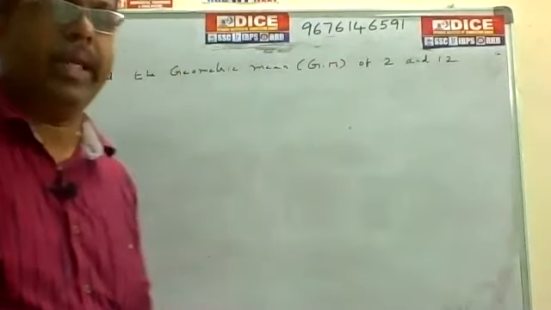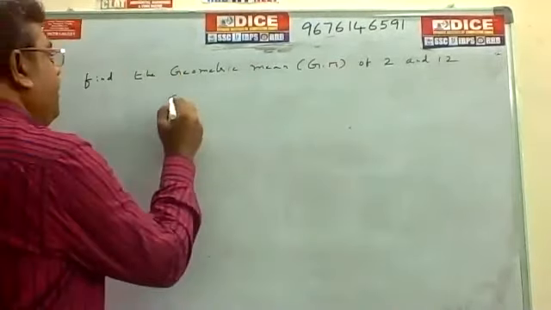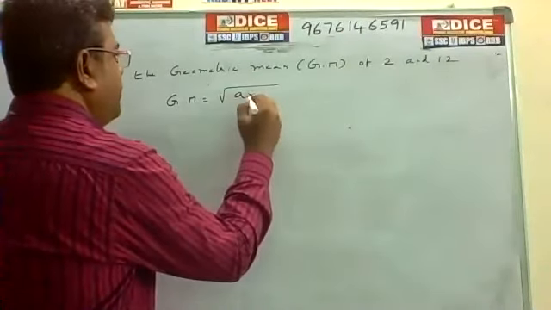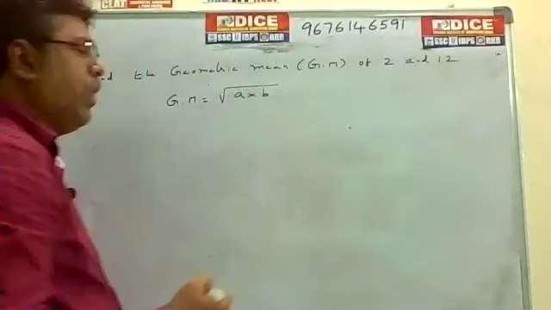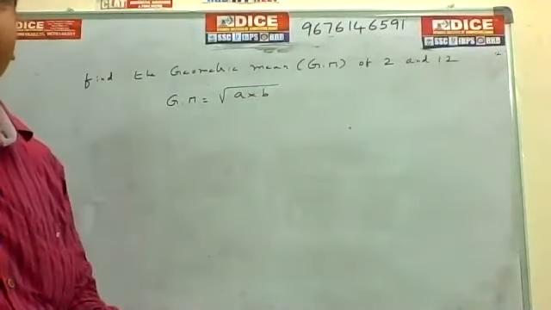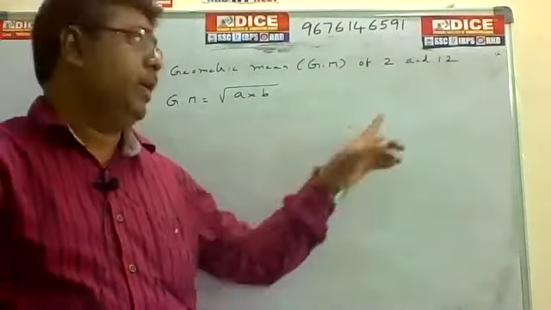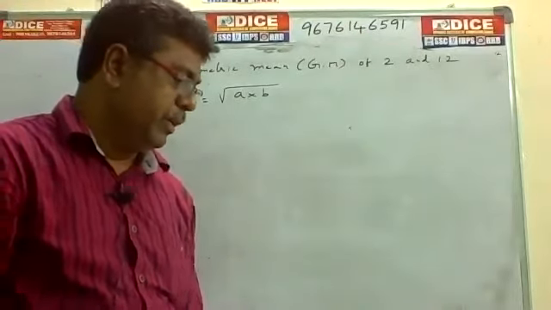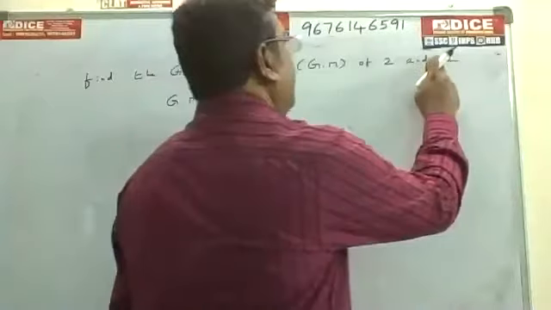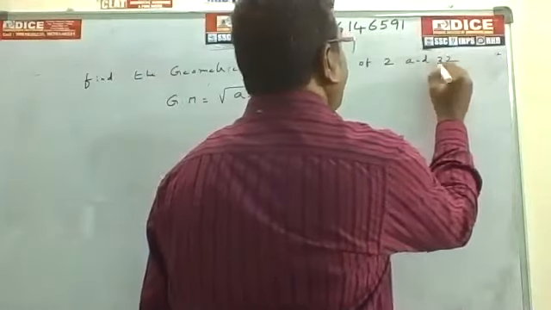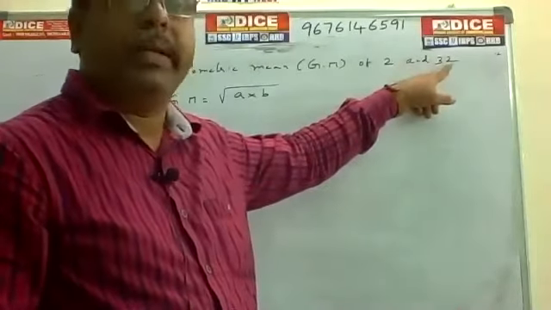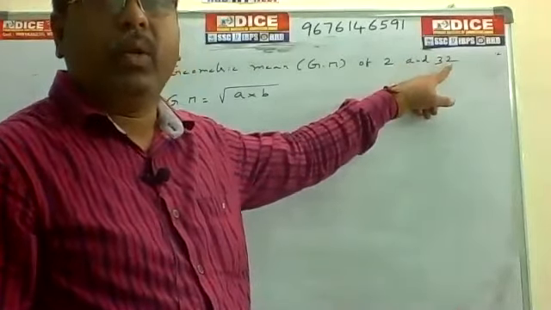I am writing the formula here directly. Geometric mean GM is equal to the square root of A into B. This is A, this is B. See here, this is not 12, it is 2 and 32. All of you verify, 2 and 32.